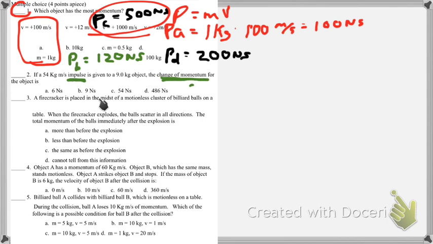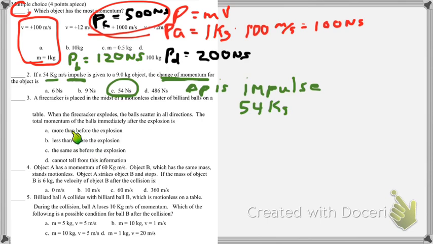Number 2, impulse and change in momentum are the same thing. So the real issue here is one's in kilogram meters per second and one's in newton seconds, and those units are the same thing. So C is our answer.